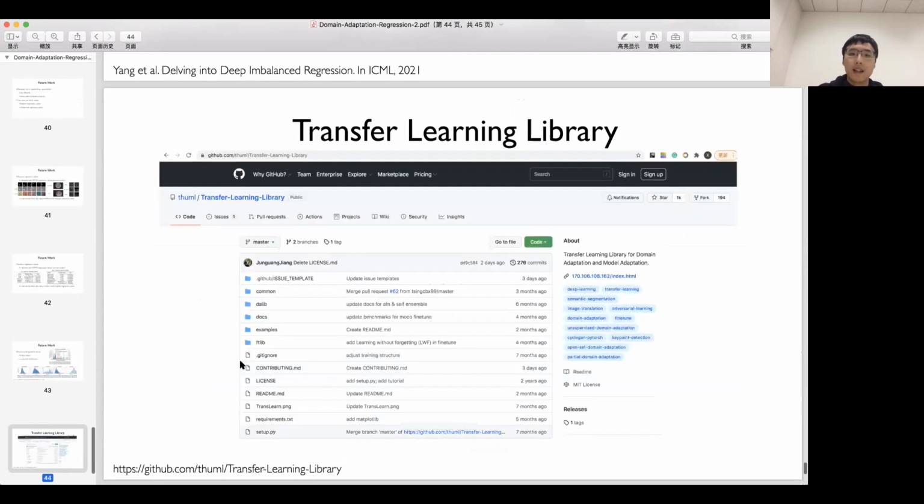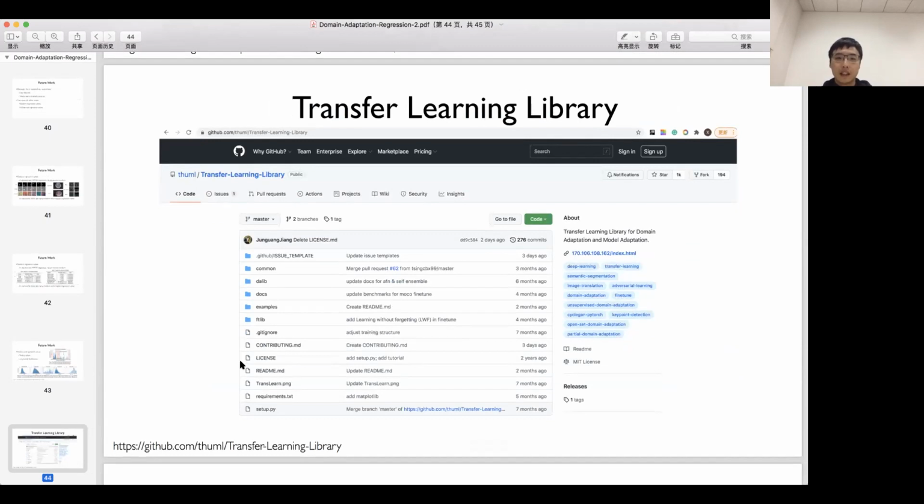There is also a transfer learning library in our research group. In this library, we have many algorithms, for example, domain adaptation, model adaptation, and other setups.